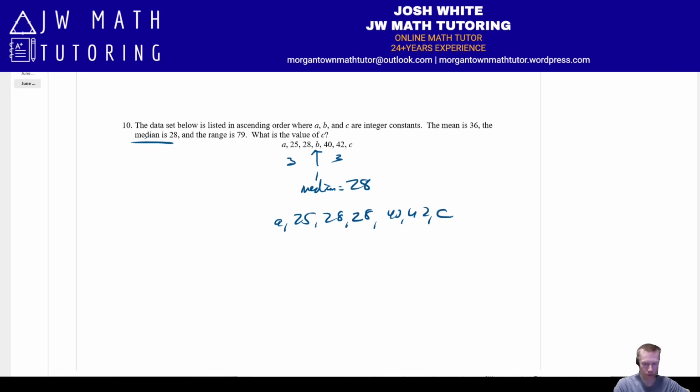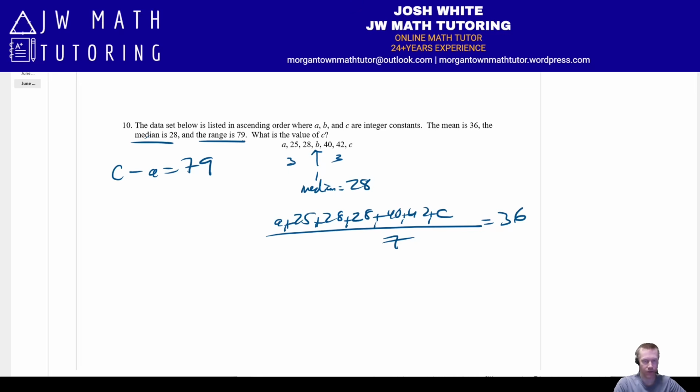We also know that the mean is 36. So if we add all these together and divide by 7, it must equal 36. However, we have two different constants, a and c, so we can't really solve this yet. What we need to notice now is that the range is 79. C is the largest number, A is the smallest number. Therefore, C minus A equals 79.